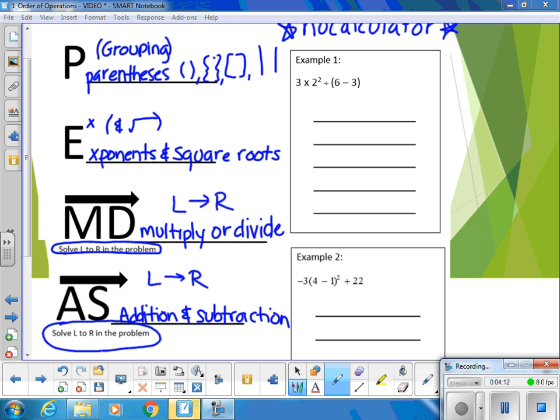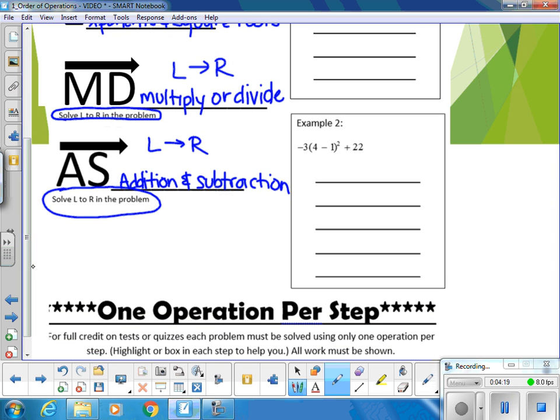All right, let's look at our first example. And as we are, let me have you write this little note down here at the bottom. As you're solving, I want you to identify each step that you're solving.